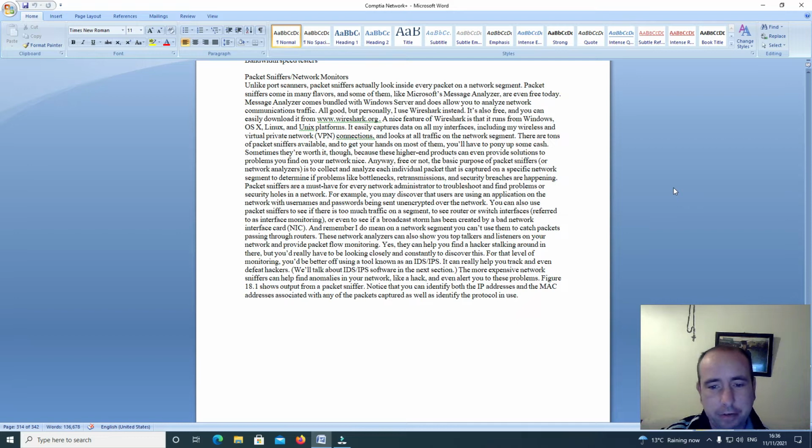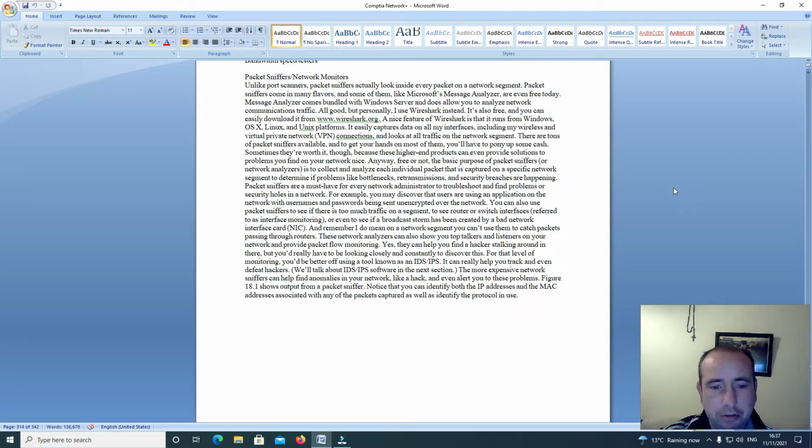Anyway, free or not, the basic purpose of packet sniffers or network analyzers is to collect and analyze each individual packet that is captured on a specific network segment to determine if problems like bottlenecks, retransmissions and security breaches are happening. Packet sniffers are a must-have for every network administrator to troubleshoot and find problems or security holes in a network. For example, you may discover that users are using an application on the network with usernames and passwords sent unencrypted over the network.